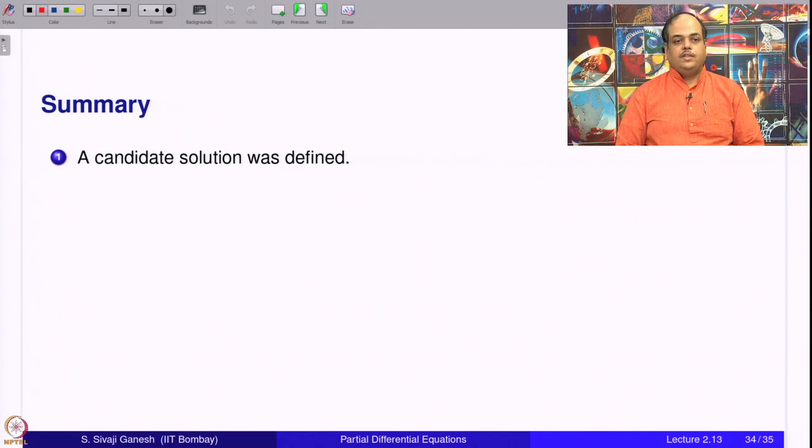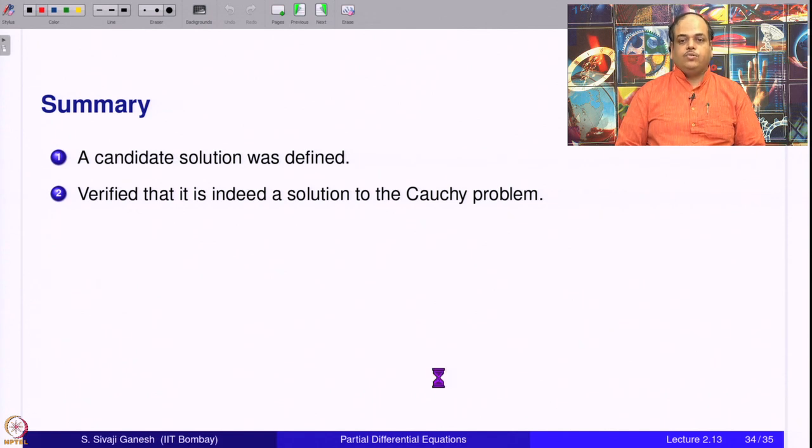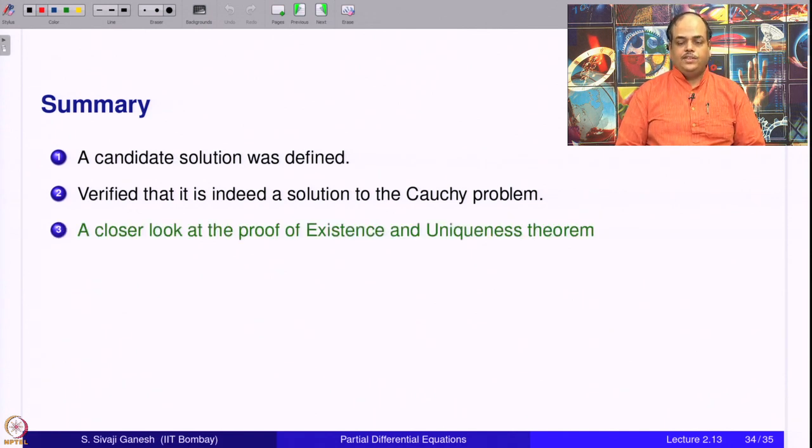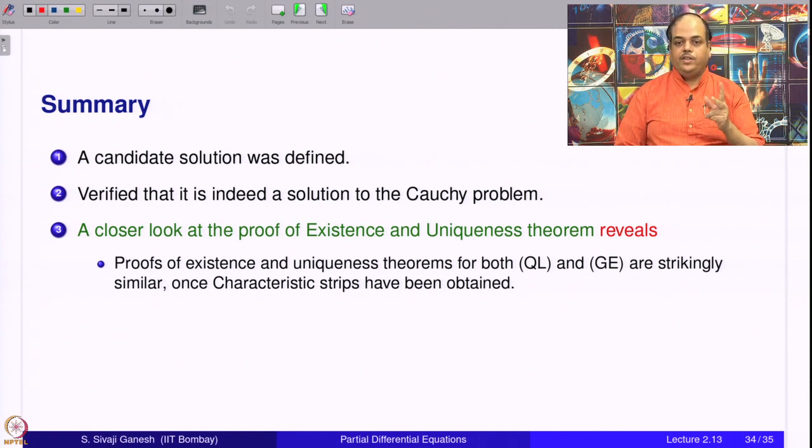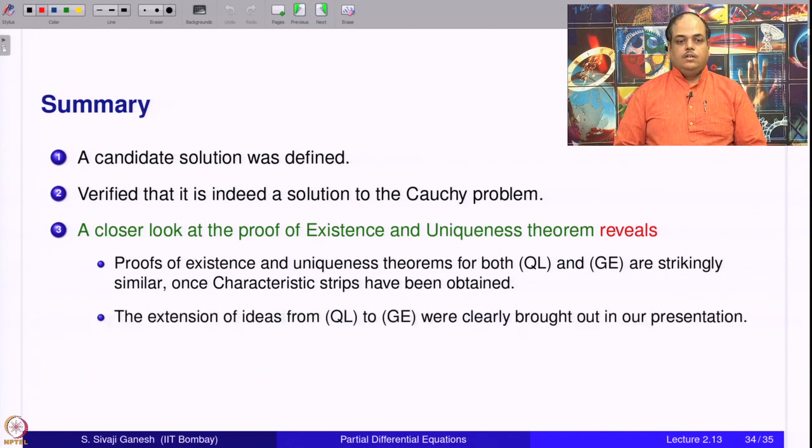So, the summary of this lecture is that the candidate solution was defined. We verified that it is indeed a solution to the Cauchy problem. A closer look at the proof of the existence and uniqueness theorem reveals that the proofs for both QL and GE are strikingly similar, actually the same, but for obvious modifications. Once characteristic strips have been obtained, because we need that x(t,s), y(t,s), z(t,s), right? And we always work with x(t,s), y(t,s) to get inversion, right? The inverse function theorem is applied only for x(t,s), y(t,s), whether it is QL or GE. The extension of ideas was clearly brought out in our presentation.